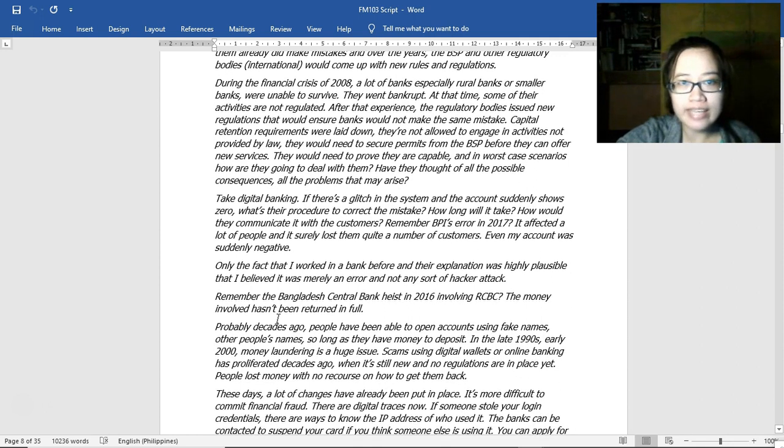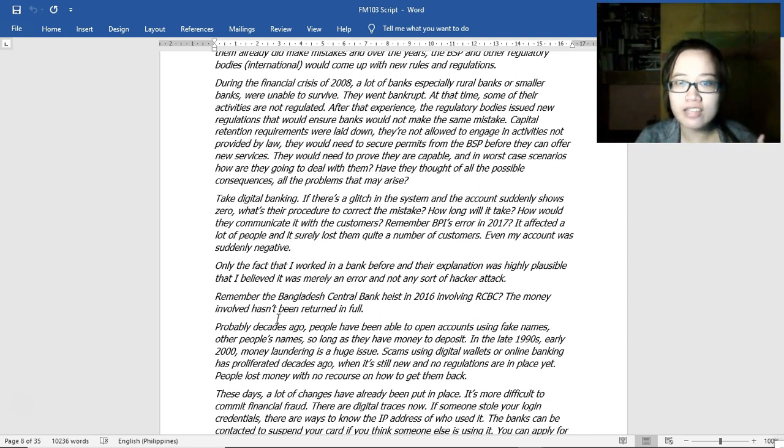So take digital banking. If there's a glitch in the system and the account suddenly shows zero, what's their procedure to correct the mistake? How long will it take? How would they communicate the problem with their customers? If you remember, there was a BPI error in 2017. It affected a lot of people, and it surely lost them quite a number of customers. Even my account was suddenly negative during the time.